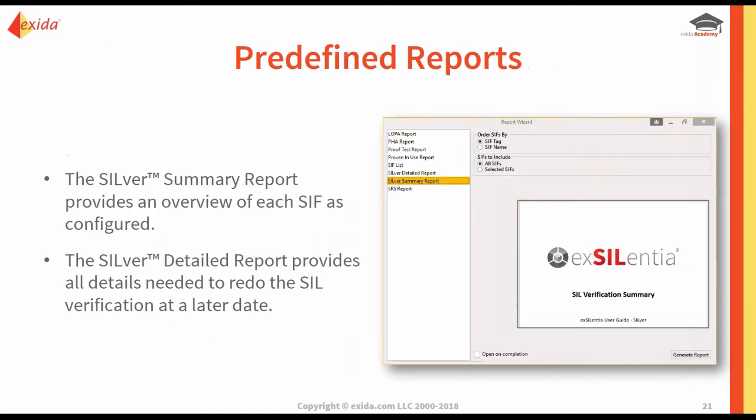We have predefined reports. So we have a Silver summary report if you just want a quick overview of your safety instrumented system. We then have a detailed report, which provides all the details you would need to redo the SIL verification at a later date. So that one's pretty extensive. We have a SIF list, which is a pretty quick overview of each of the SIFs. And then we have the proof test generator.